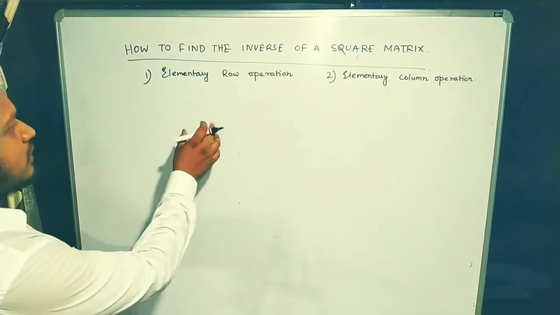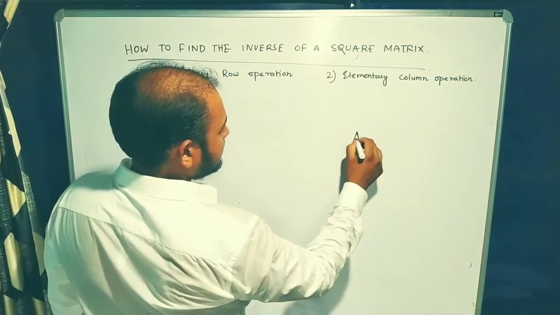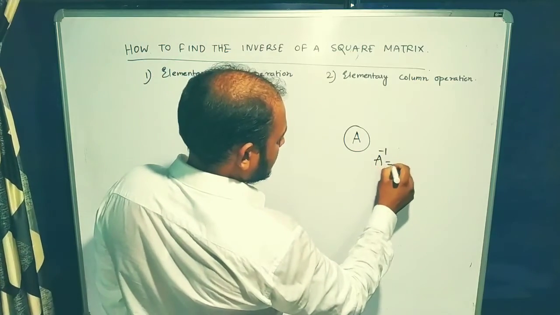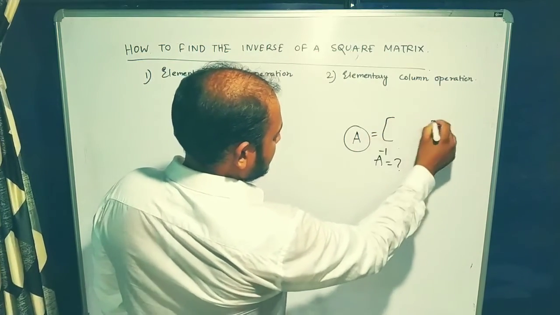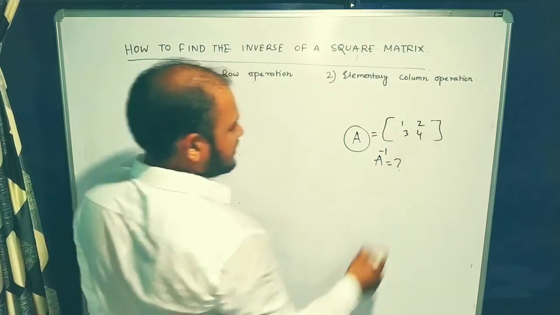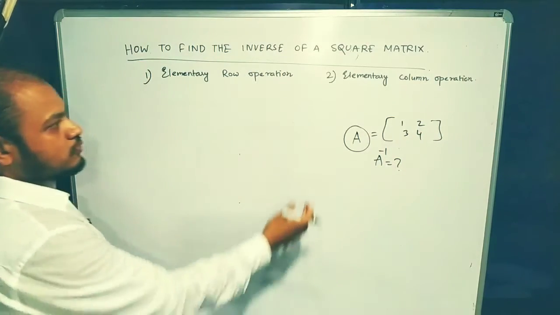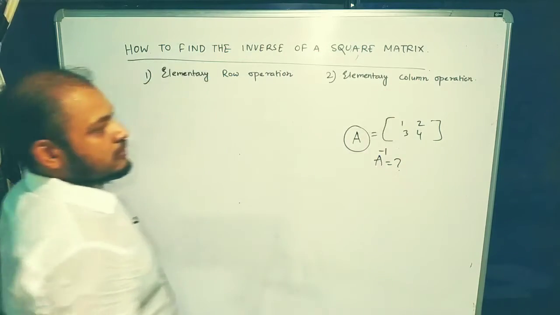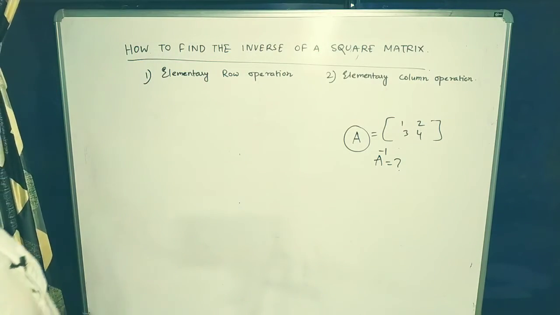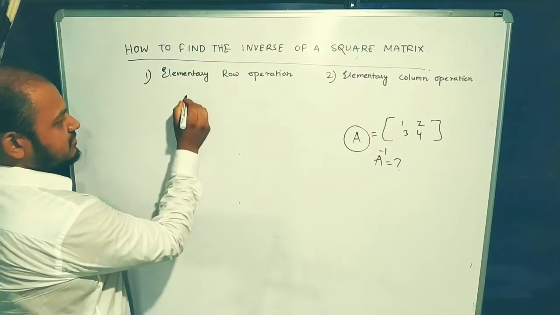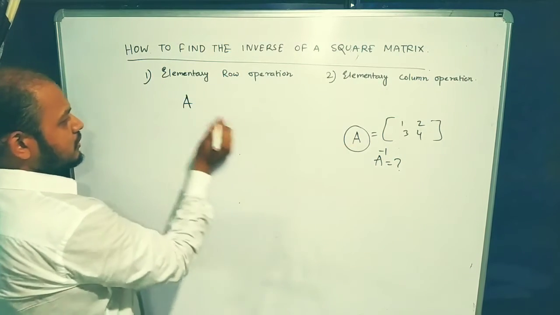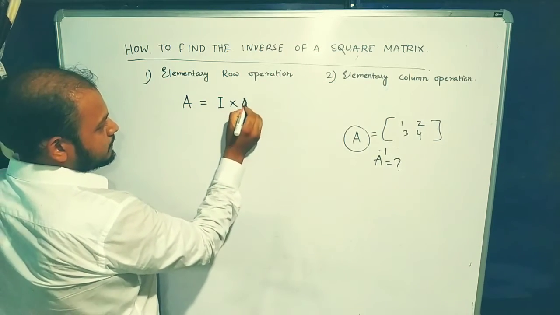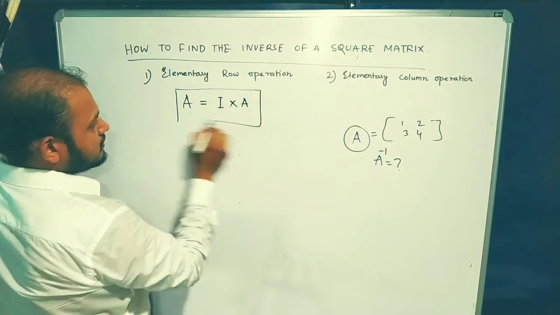So while we have a matrix A, suppose there is a matrix A in your question and the questioner is asking you to find A inverse. He has given you some matrix here like this and he is asking you to find A inverse. You can choose one of the two methods. Either you can choose this method or you can choose that method. So if you are going to choose this method, then you should write this equation. Whatever matrix he has given, you should write that A is equals to I into A. This you have to memorize.